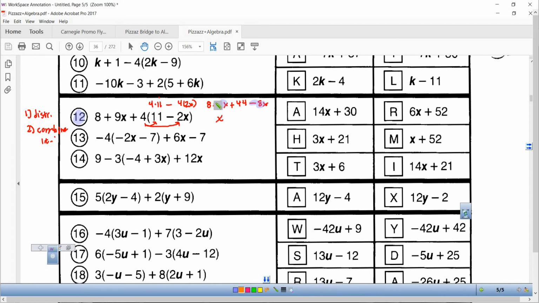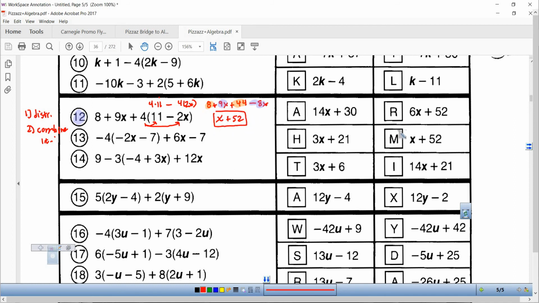And then what do I have right here? I've got 8 and then plus 44, all right? So 8 plus 44, those are both constants, so they are like terms. 8 plus 44 is 52. So x plus 52 is my answer.